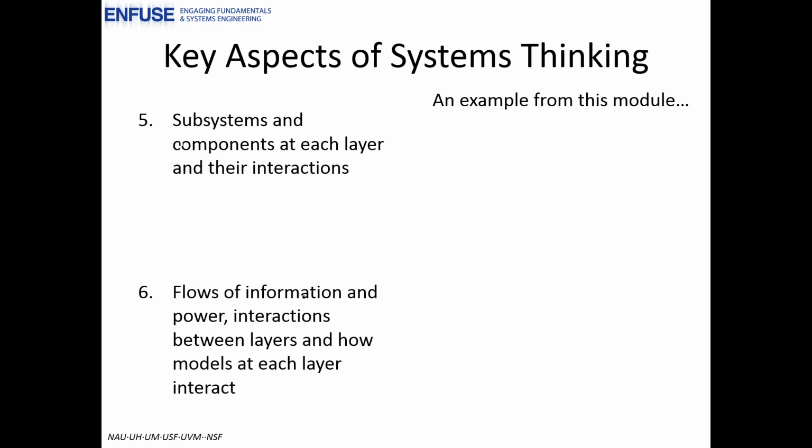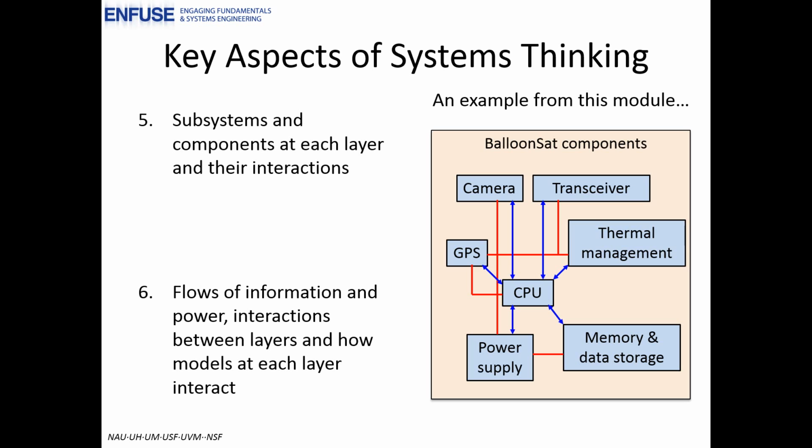The fifth thing is the subsystems and how the components interact. And the sixth point is the flows of information and power, and how the layers are interacting. So these two were addressed when we looked at the overall system of the balloon sat, the electronics on board, and how each of these things interacted.